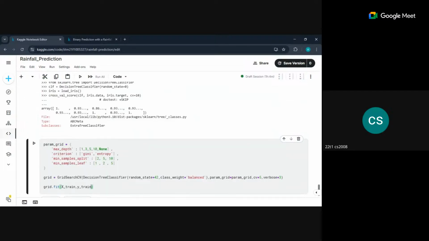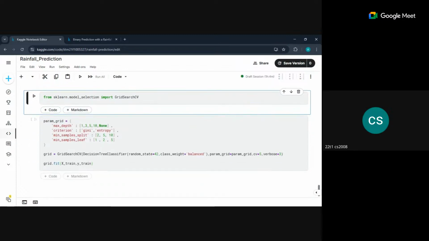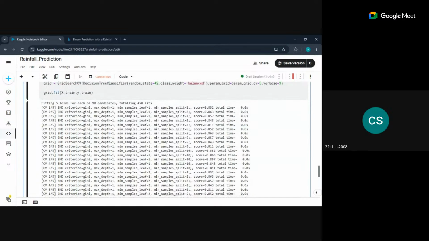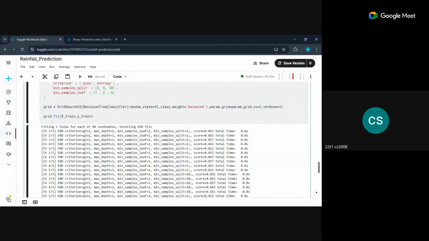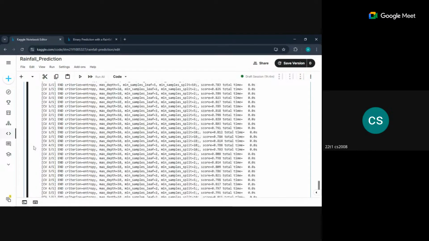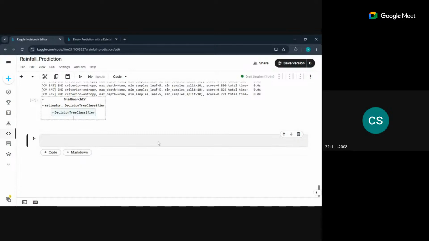I think I need to import GridSearchCV, right? Which one is GridSearchCV present in? Model selection. From sklearn model selection, GridSearchCV. Okay, so it is running a lot of folds. So these scores you can see because of the verbose parameter that I've used. It turns out I think it has built. That was very fast. Okay, so now let us see the parameters.